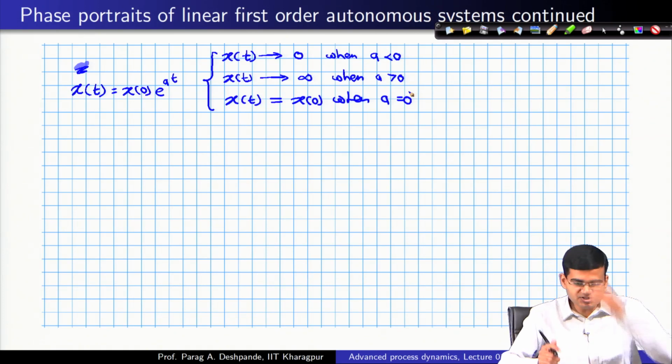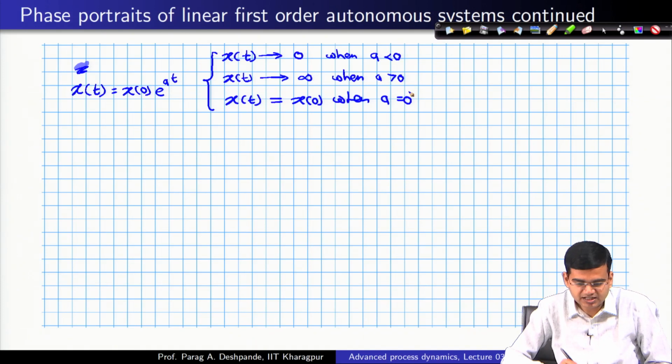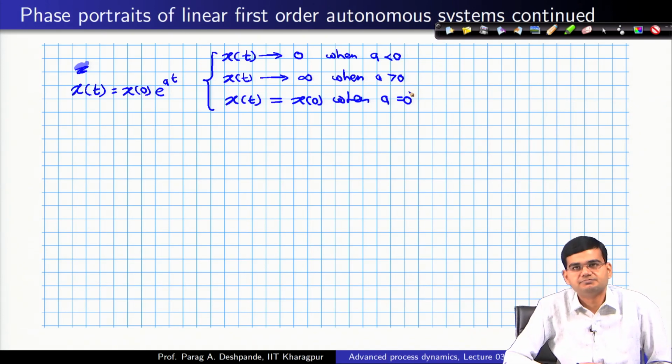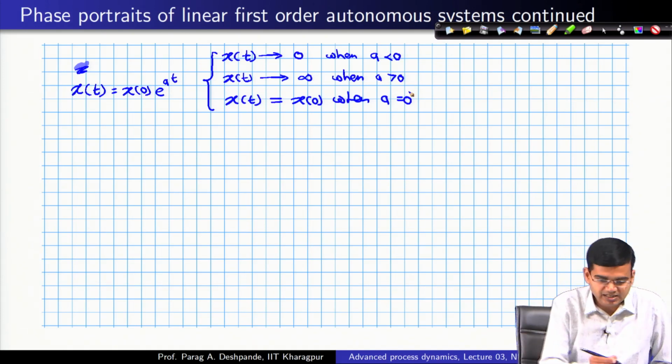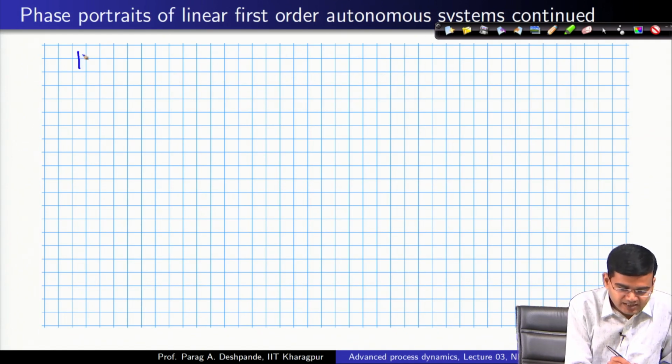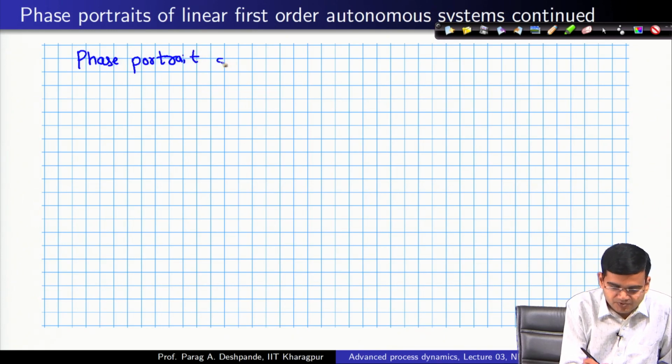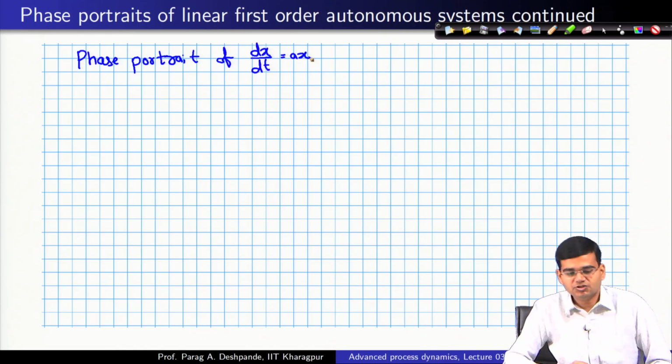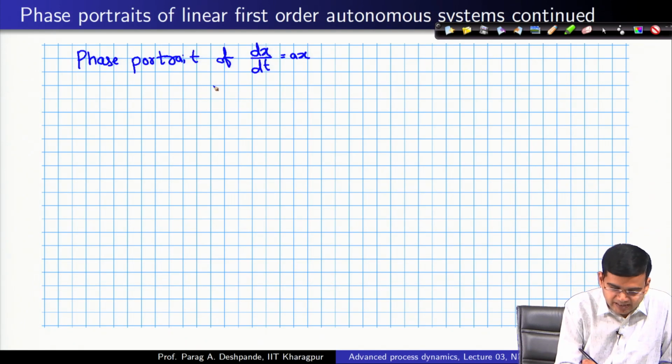Okay. So, can I draw the general behavior of my system in this case? The answer is yes, and that is what is called the phase portrait. So, the phase portrait of dx by dt is equal to ax. Okay. So, let me draw the axis first.